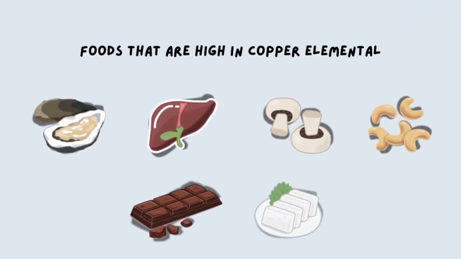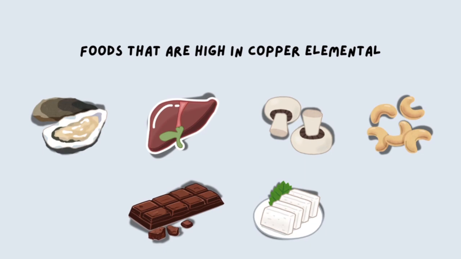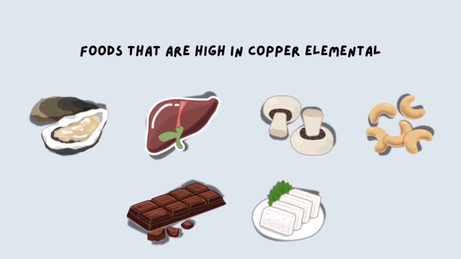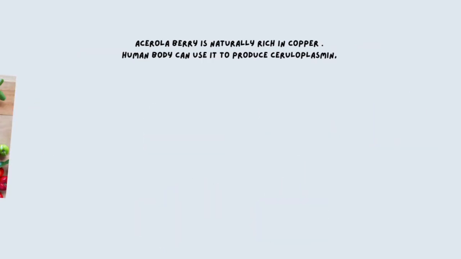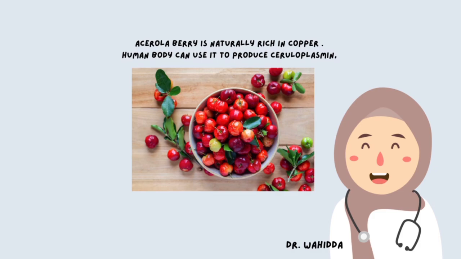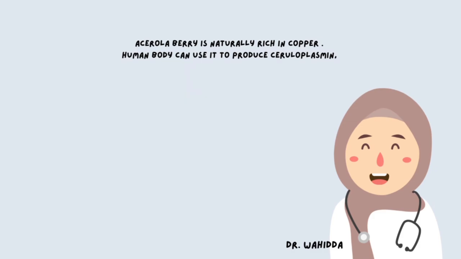Other than that, there are also foods that are rich in copper. Examples of foods are oyster, beef liver, mushroom, cashew nut, dark chocolate, and tofu. Acerola berry is naturally rich in copper. Our body can use it to produce ceruloplasmin.